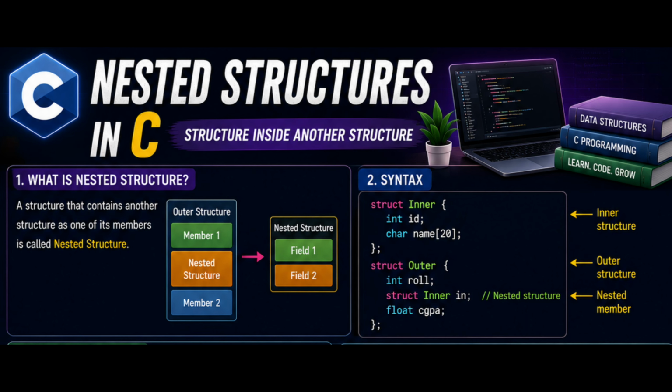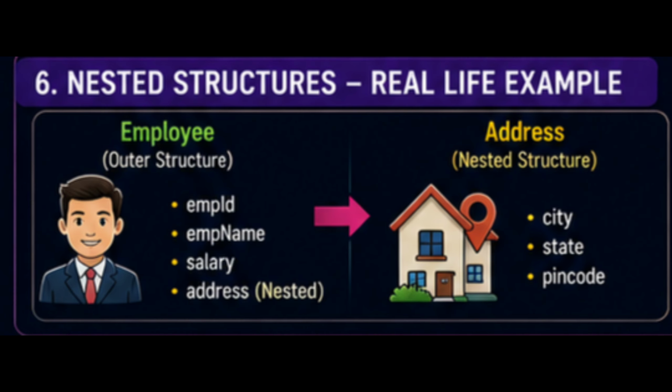Let us consider a real-time example to understand. Whenever we have employee data as one structure and the address of the employee as another structure, we write the employee details in the outer structure and the address of the employee in the inner structure to print the details of the employee.